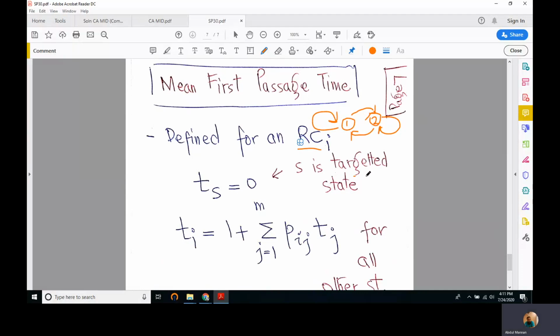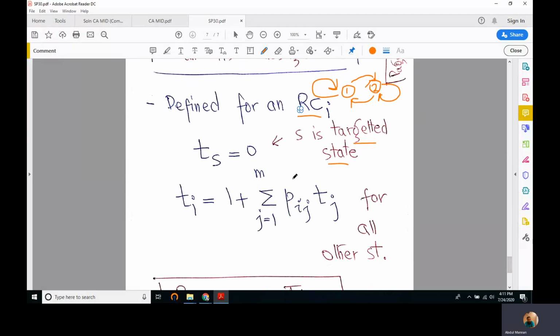So S is the targeted state. If we want to find out the time to visit state number 1 for the very first time, we put T1 equal to 0. Then for all other states in this recurrent class, we use this recursion based formula to compute their Ti's. If the question is that starting from 1, what is the time of first visiting state 2, then we put T2 equal to 0 instead of T1. We already have solved a number of problems related to mean first passage time.